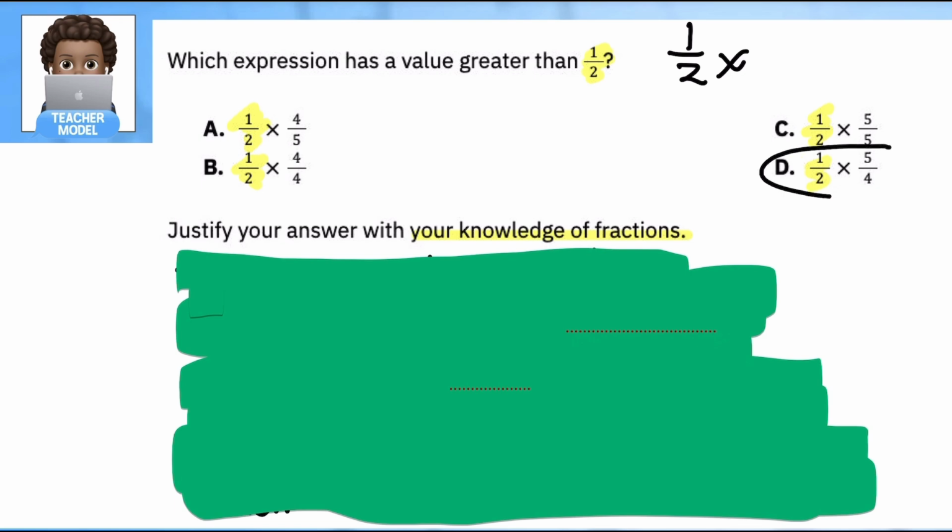Only D has a number that's greater than 1. A has a number that's less than 1, so I know it's going to go down, and it does. I get 4/10, so it did go down.